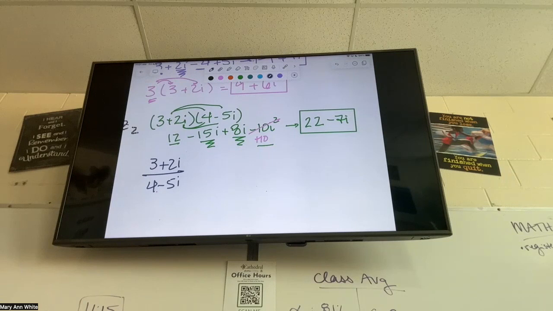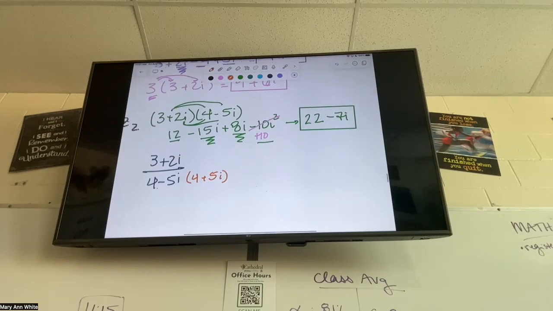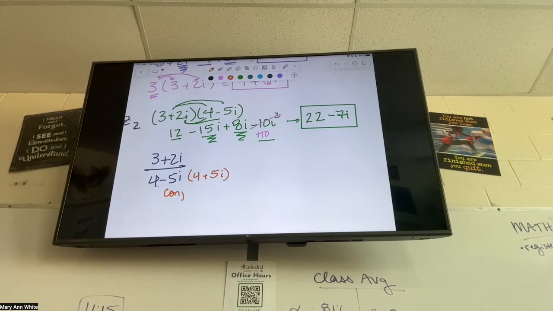So we're going to multiply by what? Not just i, not the reciprocal. 4 plus 5i. Does anyone know what the term for 4 plus 5i is? Not the reciprocal, not the inverse, not the opposite. It starts with a C. It's called the conjugate, which I think is kind of funny because when we think of conjugate, we think of like Spanish or like a language where you're conjugating verbs.